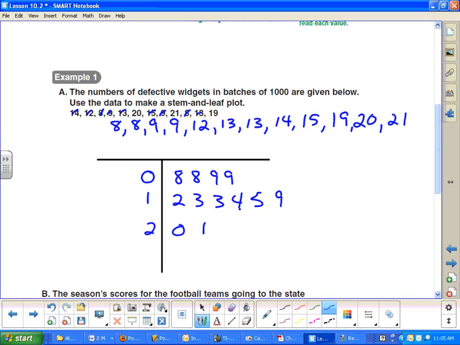What's a widget? Charlie, you know what a widget is? No?